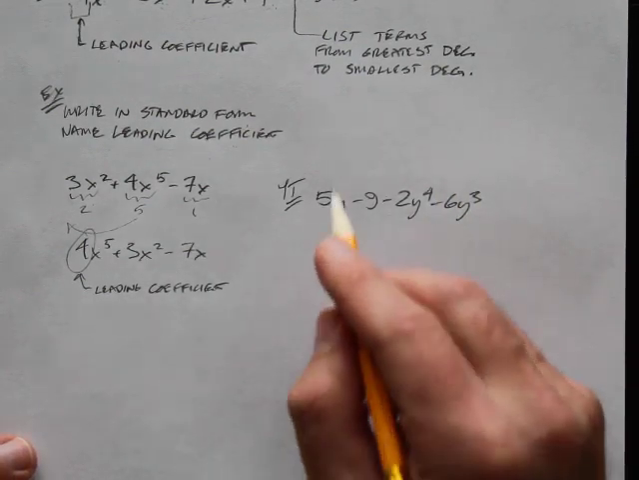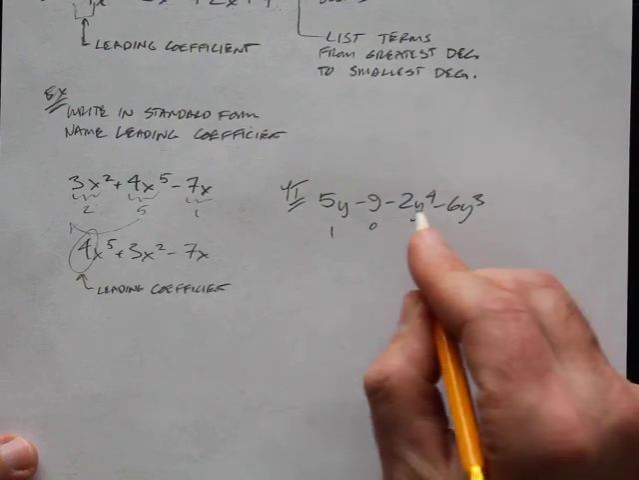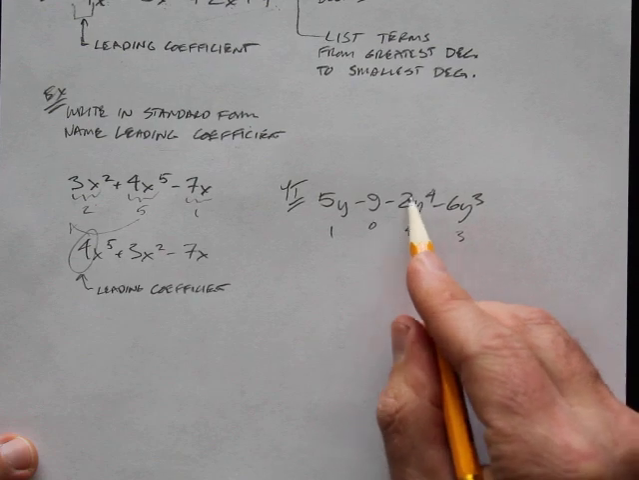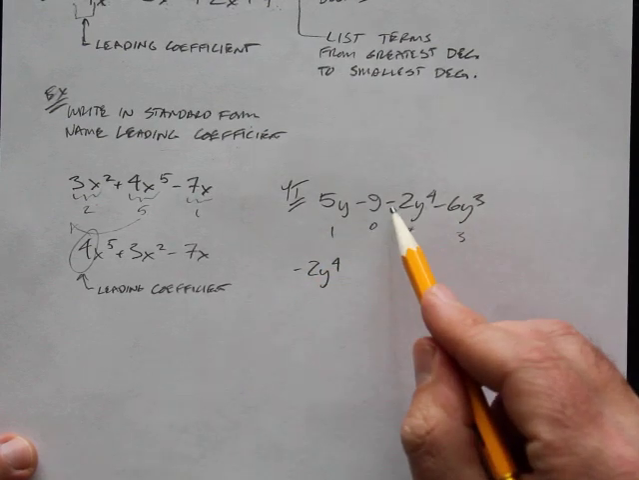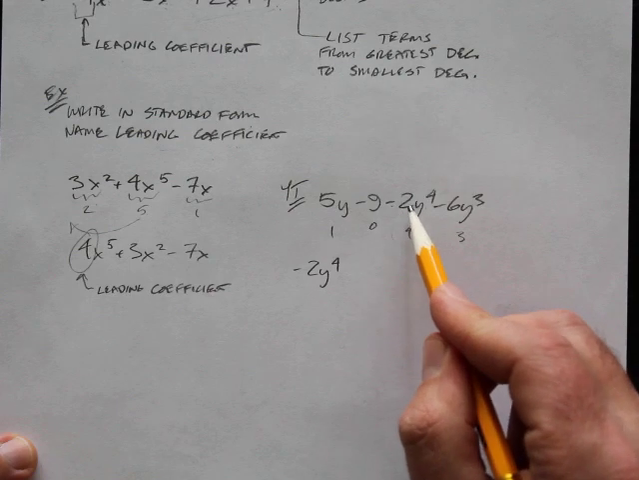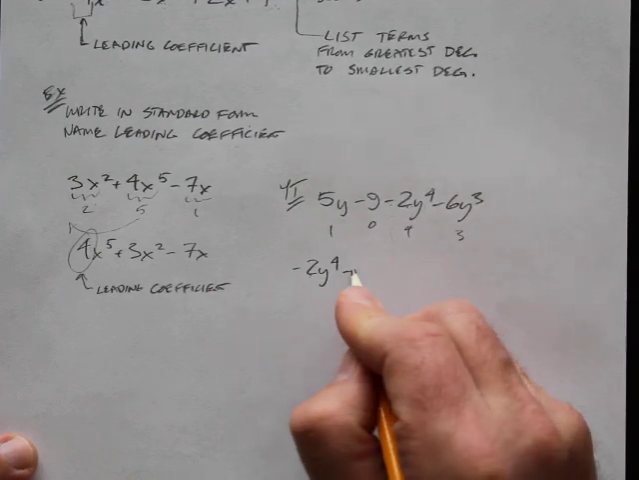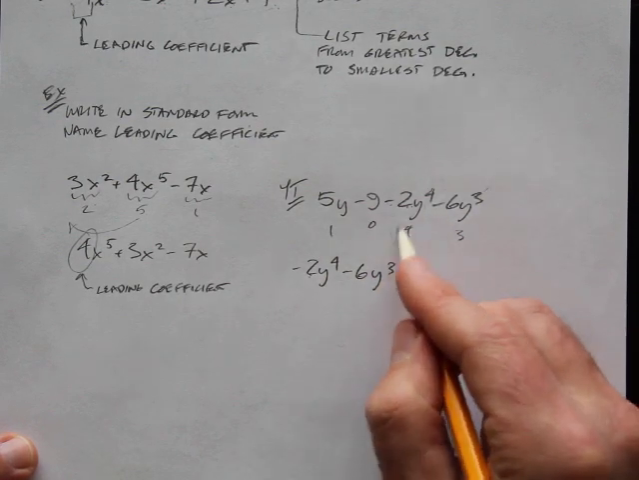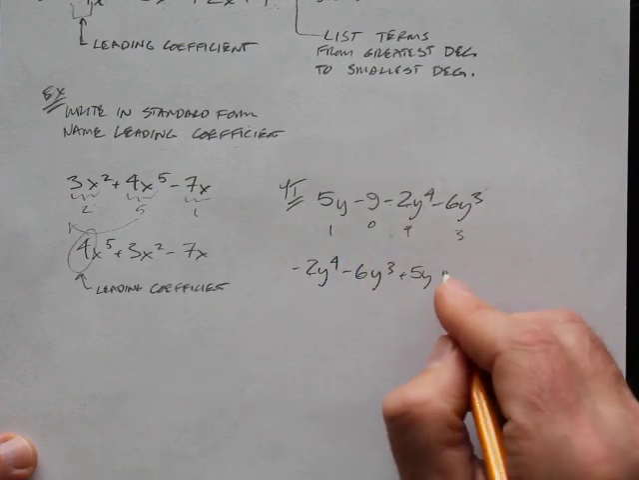All right, let's see how you did here. Okay, so this one is a degree of 1, this is a degree of 0, this is a degree of 4, and this is a degree of 3. All right, so this one's going to go first. Negative 2y to the 4th power. Notice this negative, or this minus, comes along with the term. Minus this next one, 6y cubed. These are done. And then plus 5y minus 9.